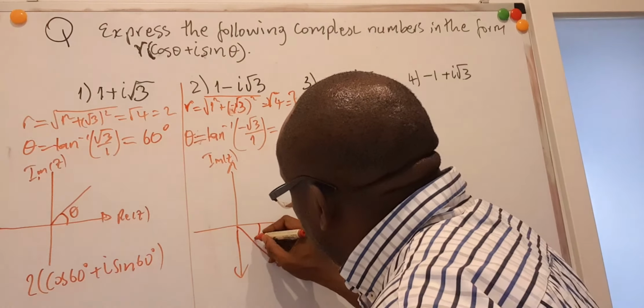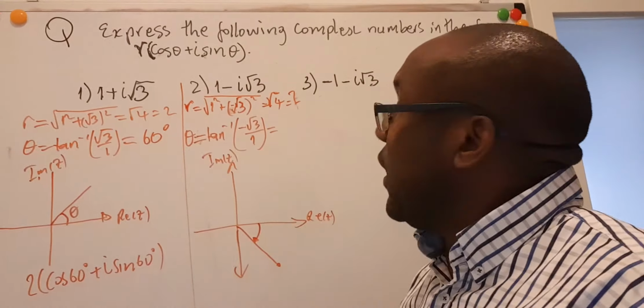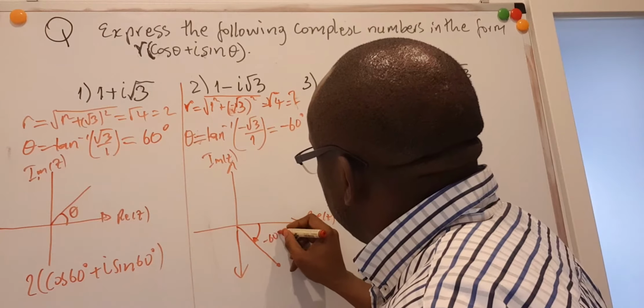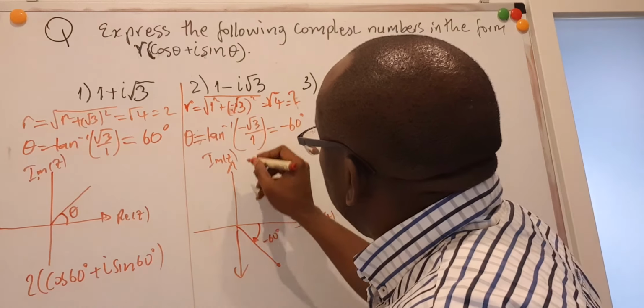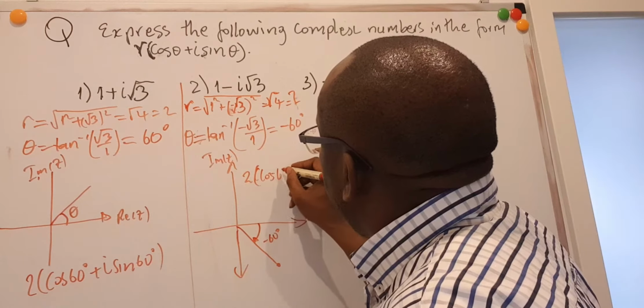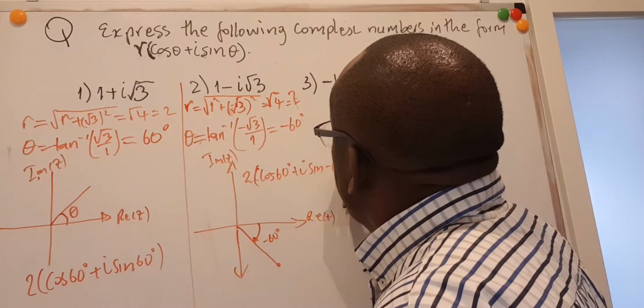Fourth quadrant angle can be measured in the opposite sense, or you can, of course, measure the whole thing up to this one. It's okay. So in this case, this is just minus 60 degrees. So this is minus 60 degrees here. And then my complex number can be written in the form 2 times the bracket cos minus 60 degrees plus I sine minus 60 degrees.